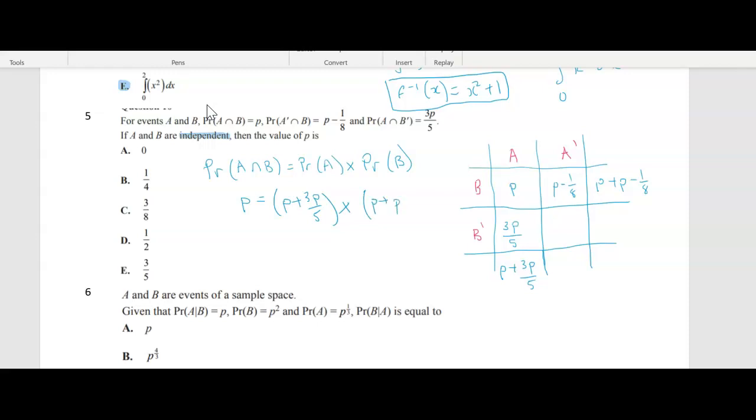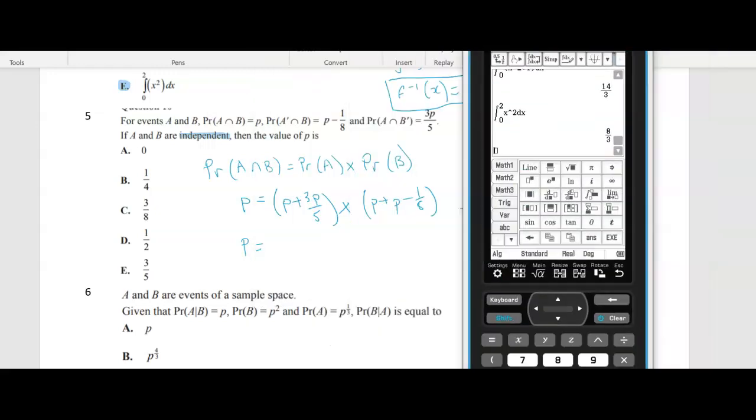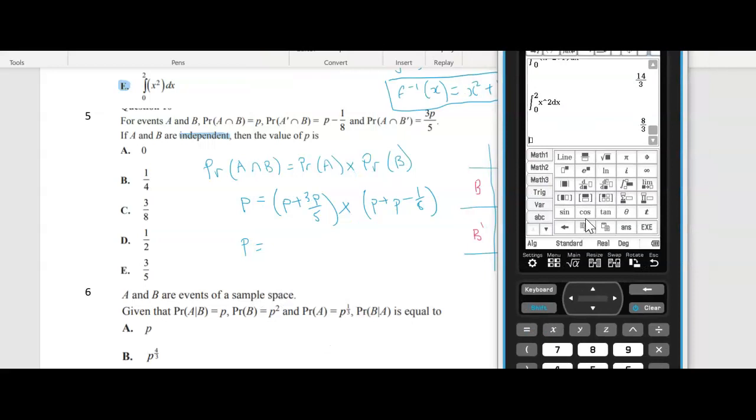Now you can simplify it. Sometimes I think when you simplify it though, you can make small mistakes. You can easily solve this by hand, but girls, it's exam 2, so let's do it on the calculator. All right, so solve.